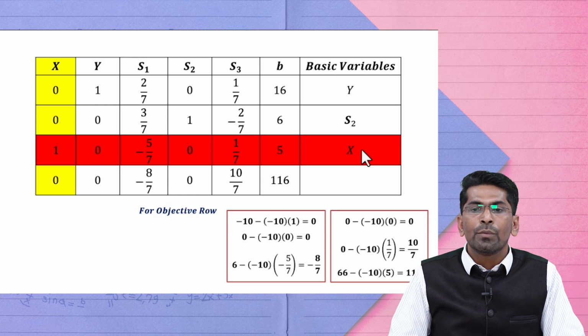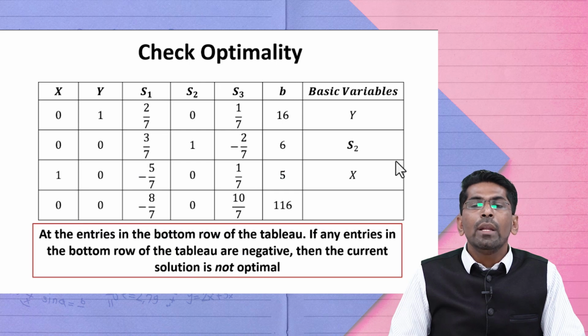So the pivot row is this one. S3 will be replaced with this particular variable x. Earlier it was S3, now we have replaced it with x. Okay, now again the table is ready for the optimality check.